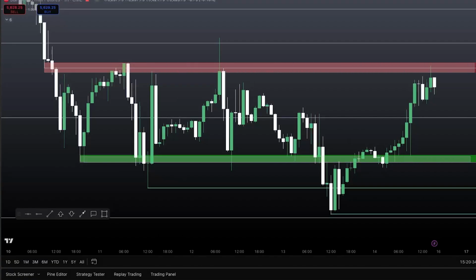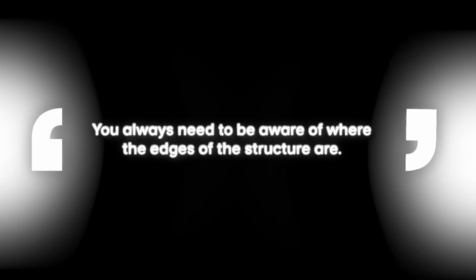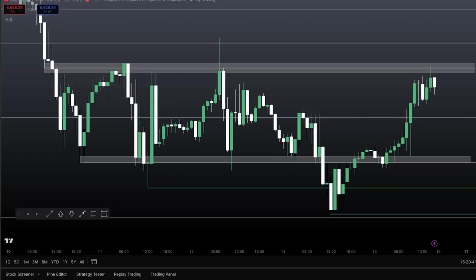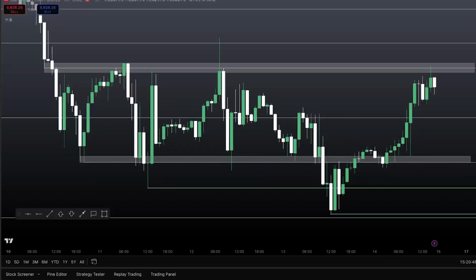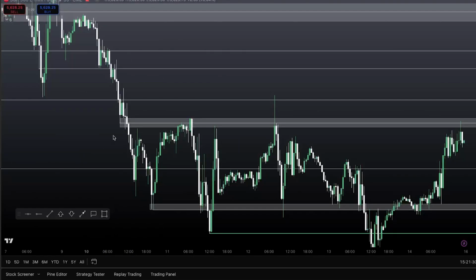Once the market establishes a basing range, for intraday trading, you always need to be aware of where the edges of the structure are, and we can use this structure for very high quality trades. This identifies areas where you want to be managing your long and short positions or runners, and you do not want to be getting long into the range highs, and you do not want to be getting short into the range lows.